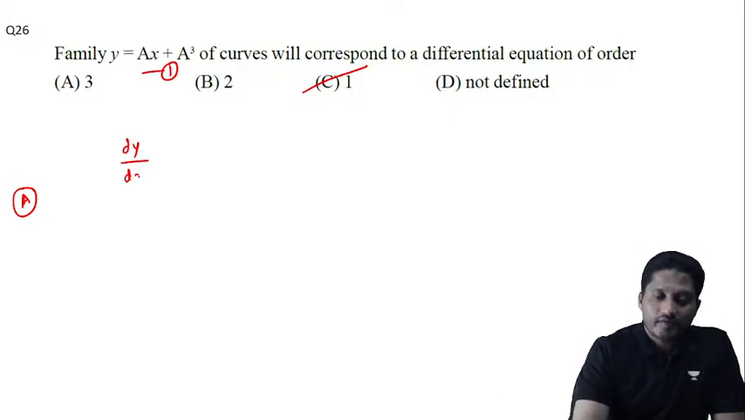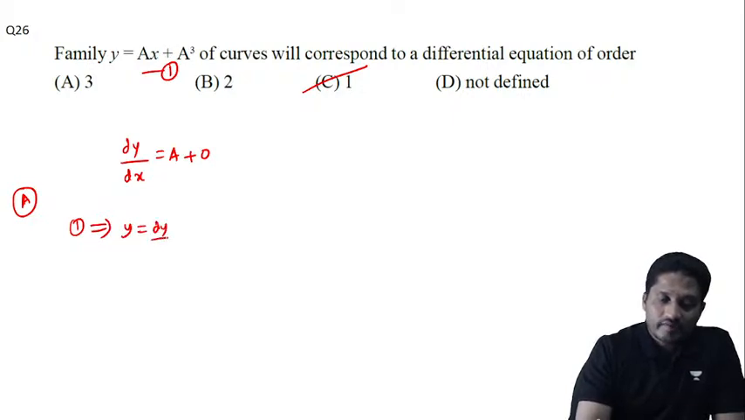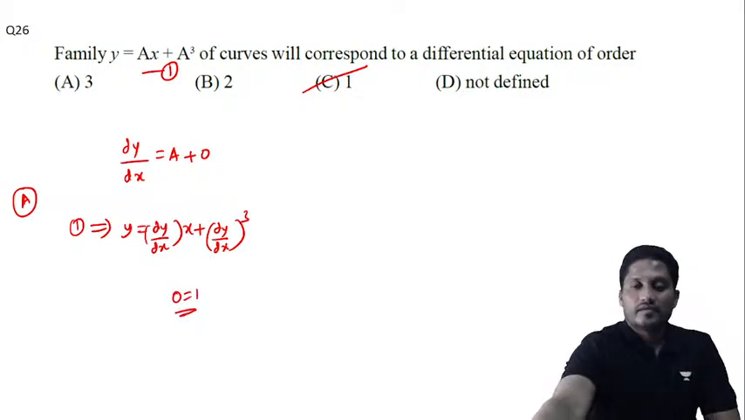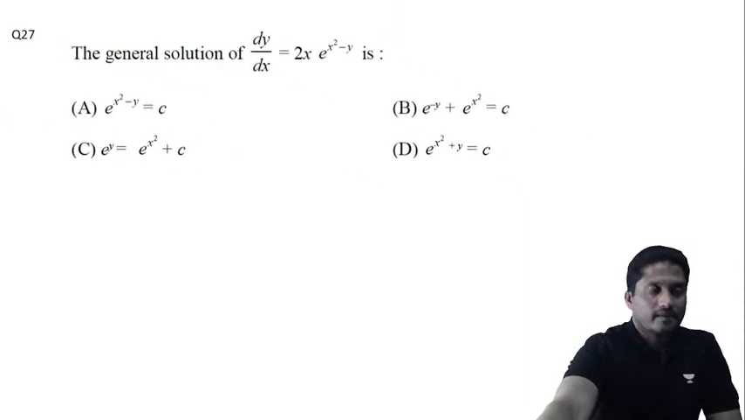Now if I want to solve, dy by dx is equal to differentiation of ax is a, right? And differentiation of a cube is 0. I substitute the value of a in equation 1. Y is equal to dy by dx into x plus dy by dx the whole cube. Whole cube, order is equal to 1. Right, question number 26.